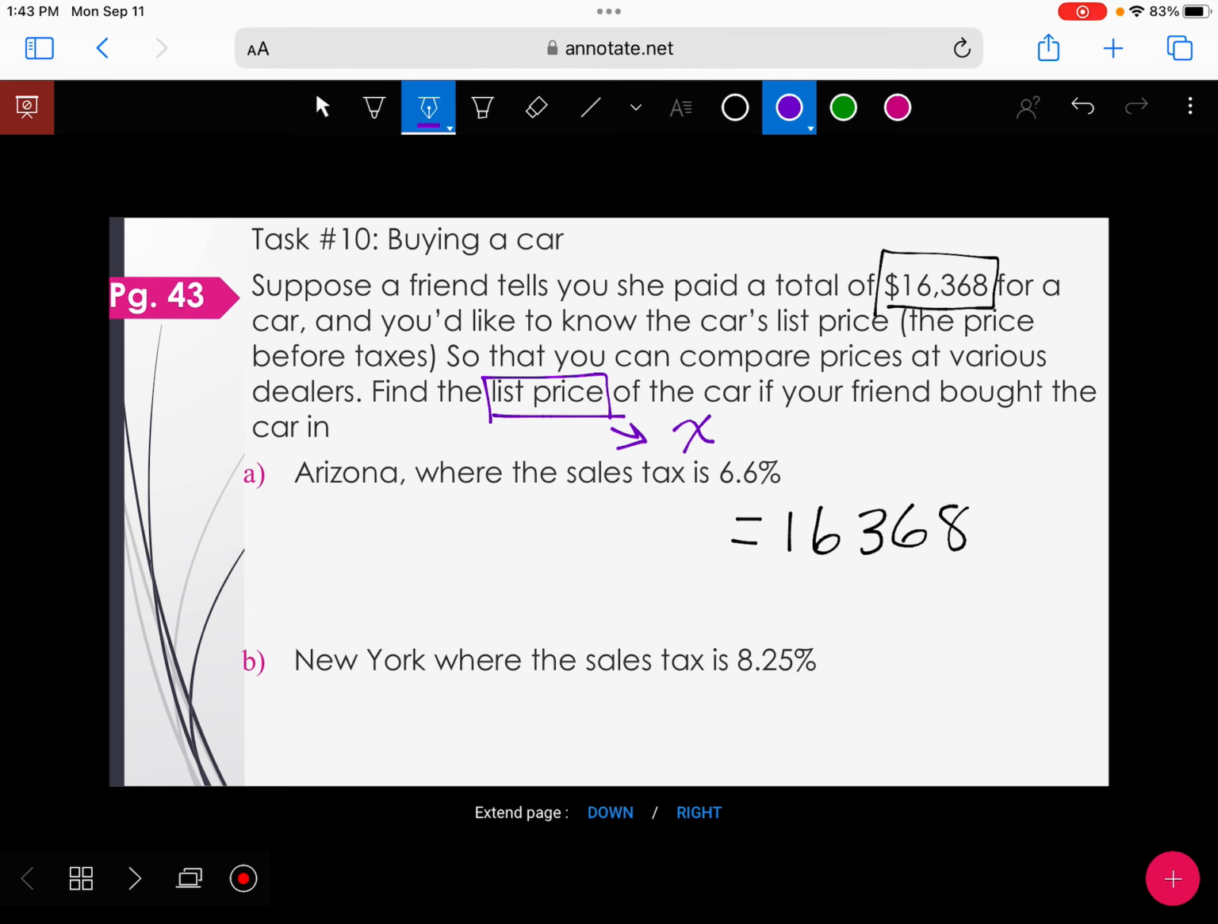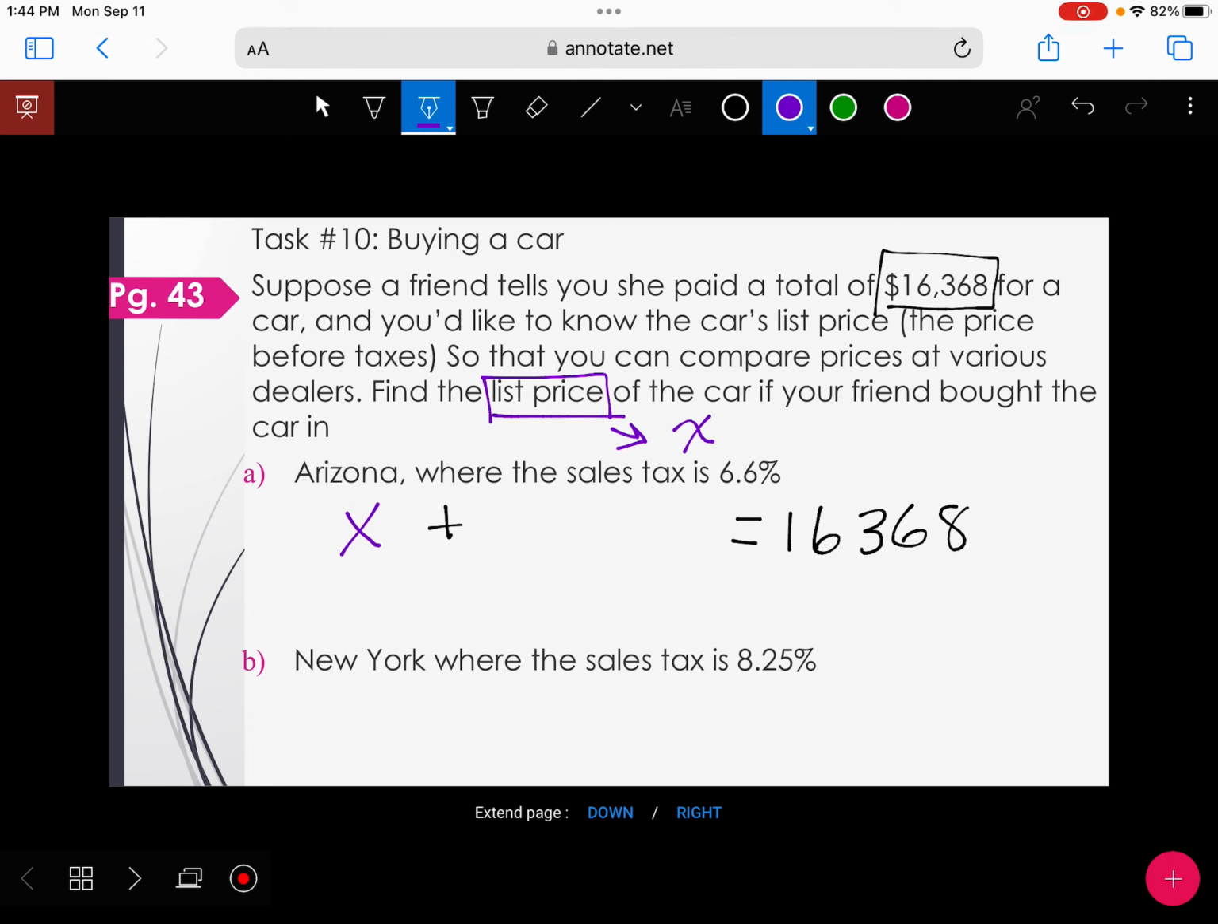Because whatever it's going to be is going to be the list price of the car, the number on the window, and then tax. So we're going to have the number on the window, and then we have to include the tax. How do we find the tax we pay on that car? How can I calculate what the tax will be? If it's 6.6%.